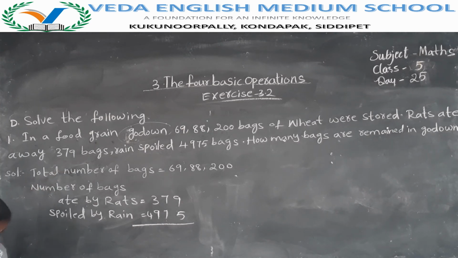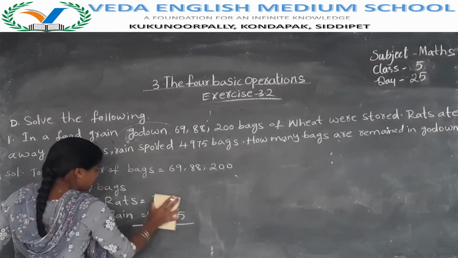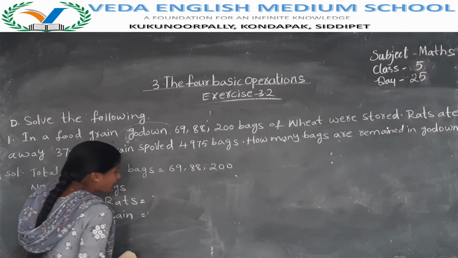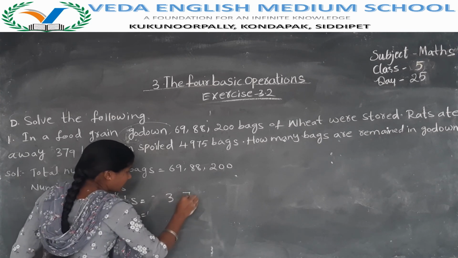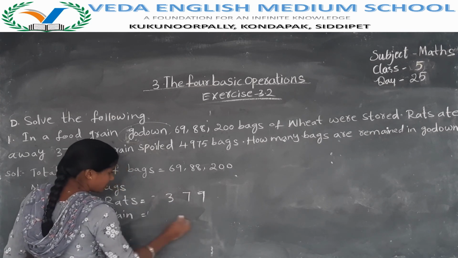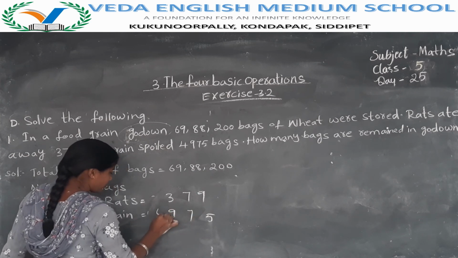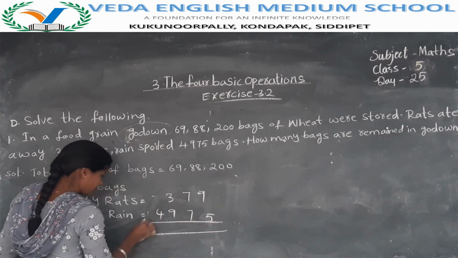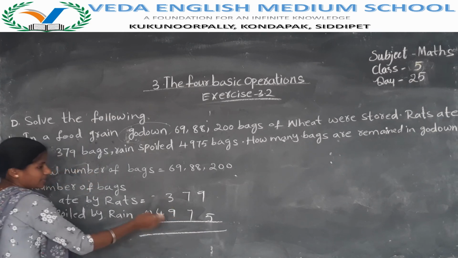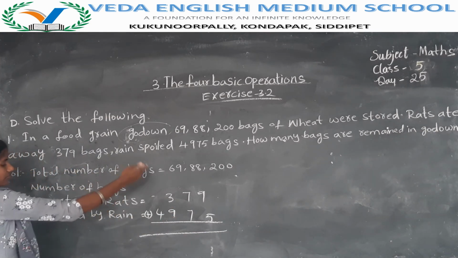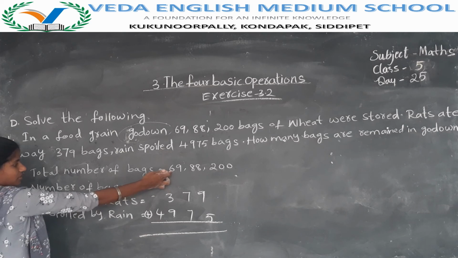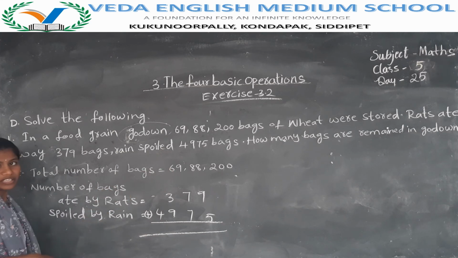Write properly. 379. Next 5, 7, 9, 4. Now add these two. From this total, subtract. From the answer, subtract this 69,88,200. Then we will get the total number.